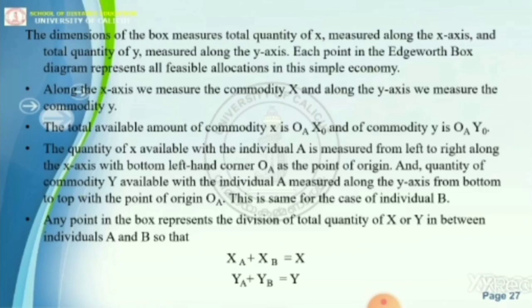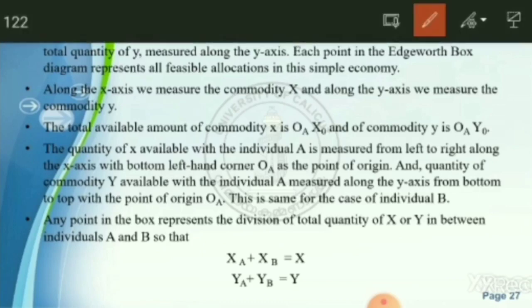So the quantity of x available with the individual A is measured from left to right along the x-axis, with the bottom left hand corner OA as the point of origin, and the quantity of commodity Y available with the individual A is measured along the y-axis from the bottom to the top with the point of origin OA. This is the same for the case of individual B. Any point in the box represents a division of the total quantity of x or y between individuals A and B, so what will be the equilibrium situation for x and y? Okay, xa plus xb is equal to the total amount of x, ya plus yb is equal to the total amount of y.